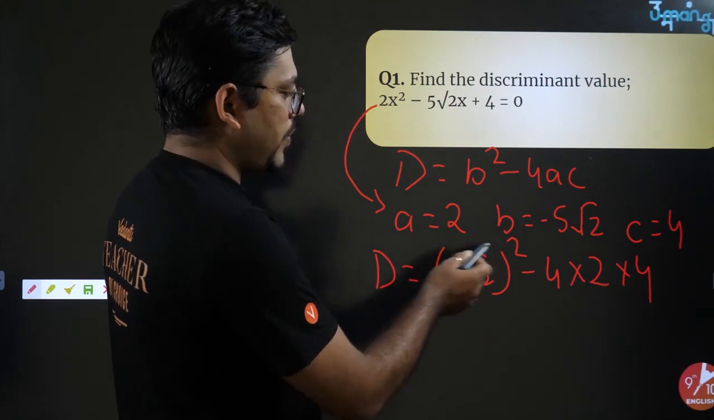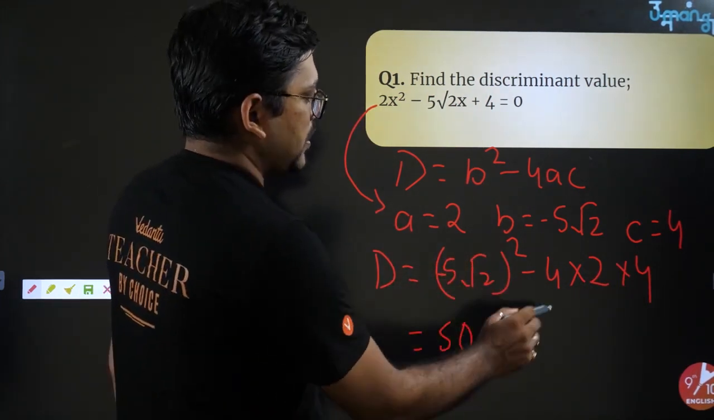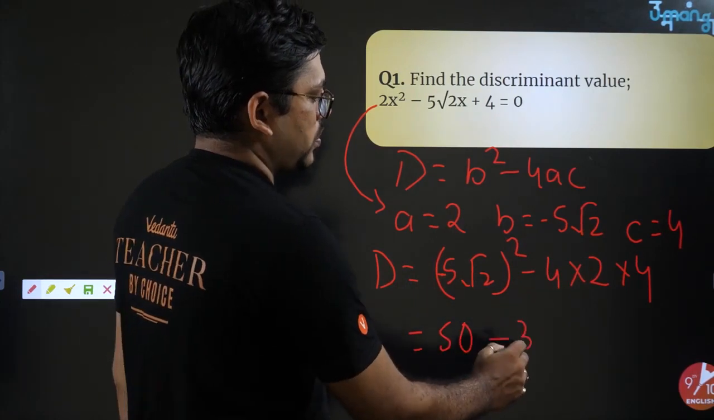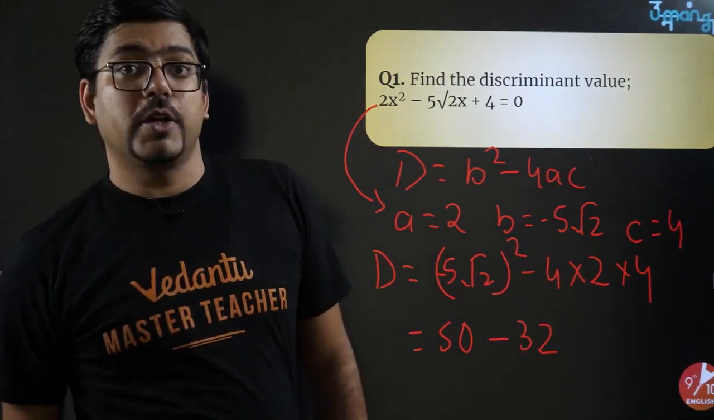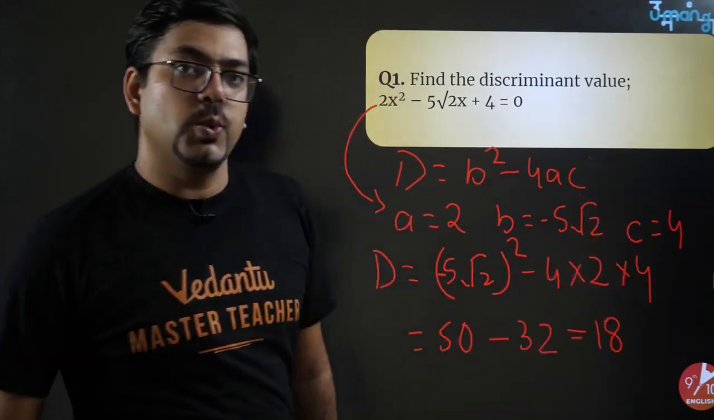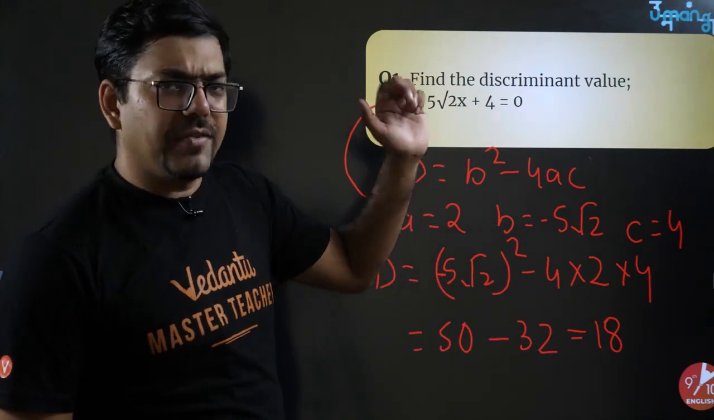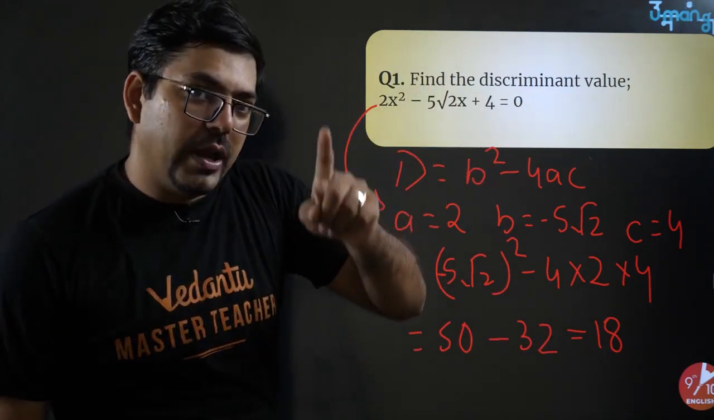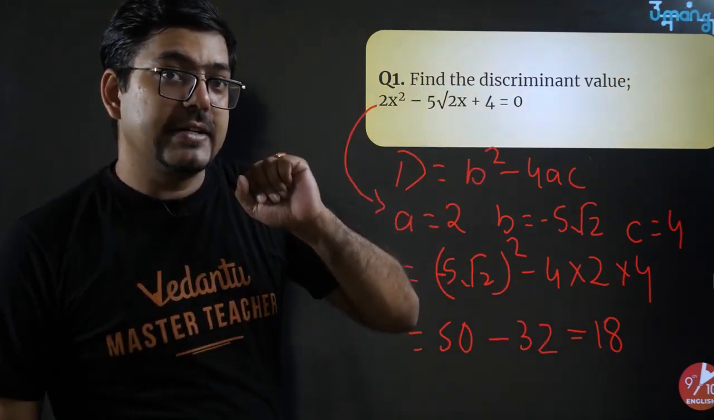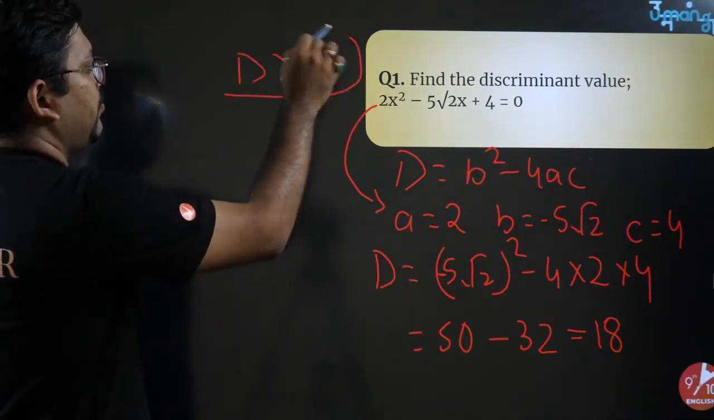So if you calculate it, 5 square is 25, root 2 square is 2, 25 into 2, 50. Minus 4 4s are 16 into 2, 32. So you got 50 minus 32, which is equal to 18. So discriminant got 18. Once discriminant got 18, you can find other values. But from here, what we can ascertain is that d is positive, greater than 0.